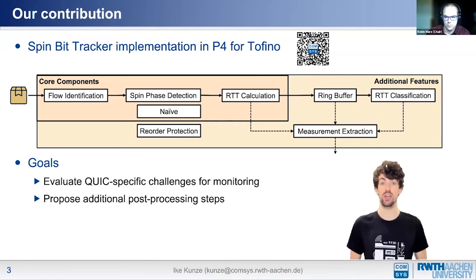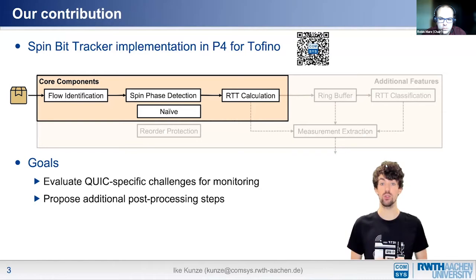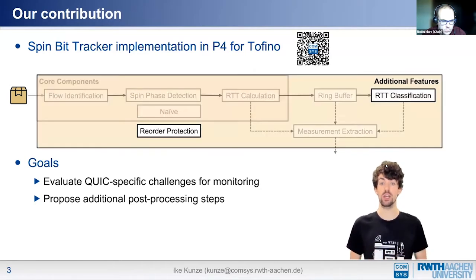In the following, I would like to first give a short introduction into the challenges of programming for Tofino. After that, I will go over the core components of our approach. And finally, I will talk about the reorder protection and about how our RTT classification can help network operators have a better view on their networks. Please have a look at our paper for more information on these components, as well as the components that I won't go into detail in this talk.